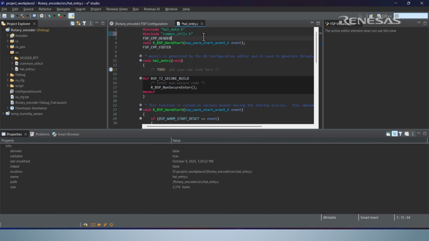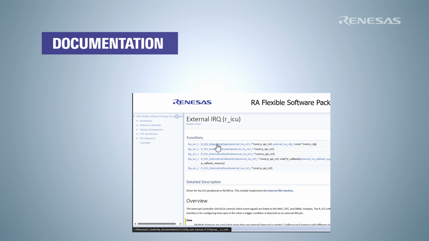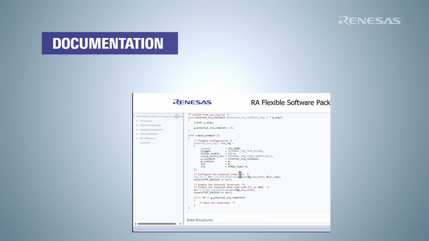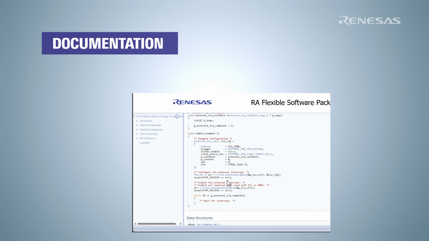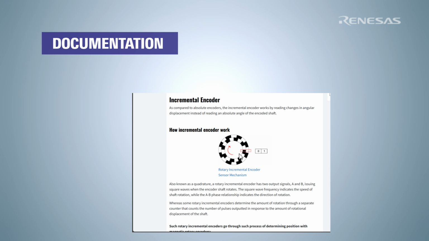Now open FSP configuration file and click on this information icon for external IRQ stack. This will open FSP documentation related to external IRQ. Here you can study the example related to external IRQ stack. First we need to call external IRQ open function call, then we need to call external IRQ enable function call, and the callback function example for external IRQ.